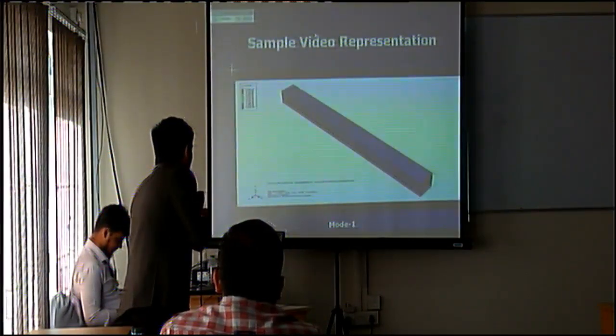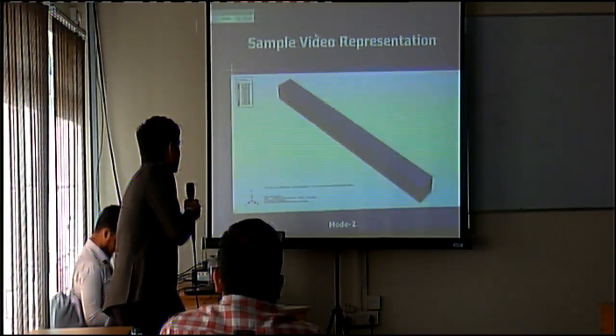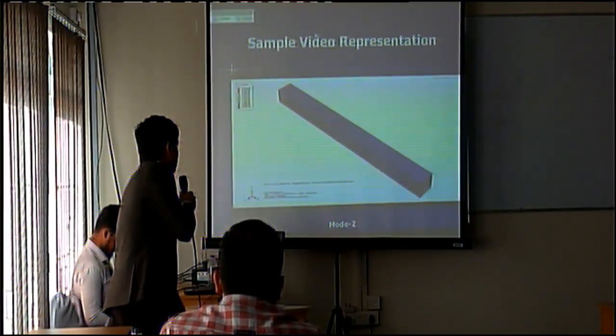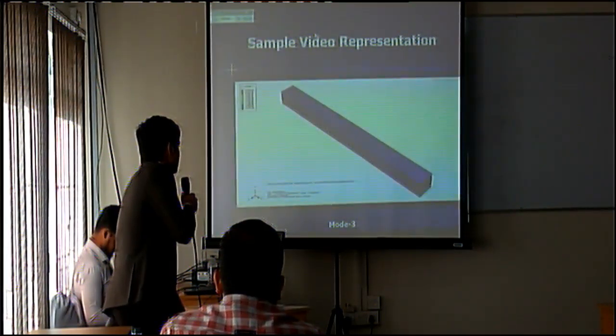This is the sample representation of mode 1 vibrating, and this is the sample representation of mode 2, and this is the sample representation of mode 3.